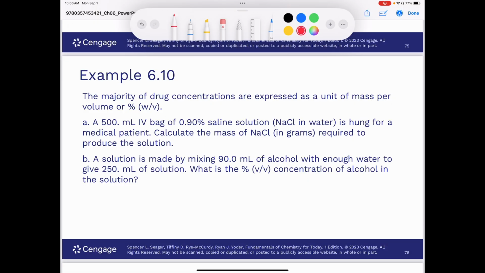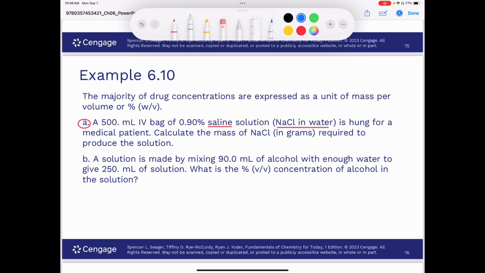All right, let's try a problem. It says the majority of drug concentrations are expressed as a unit of mass per volume percent. A 500 milliliter IV bag of 0.90% saline solution. Saline is just, if you've ever wondered what it is, it's just sodium chloride in water. So 0.9% saline is hung for a medical patient in their IV bag. Calculate the mass of sodium chloride in grams required to produce the solution.